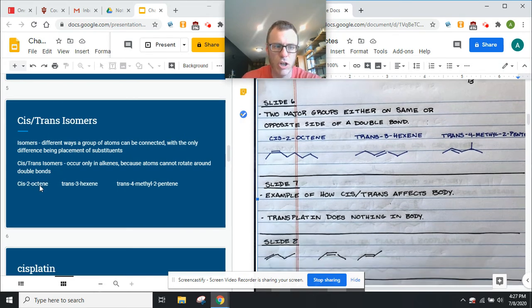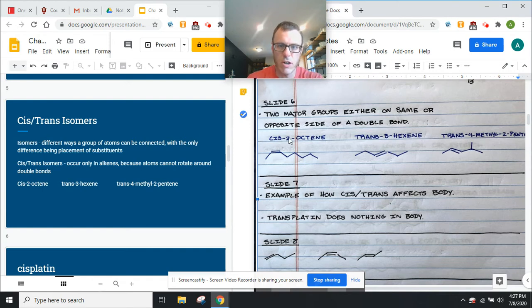All right. So here I've done these examples. Cis-2-octene. Cis means the two major groups, pretty much meaning not hydrogen, are on the same side. Trans means they're on opposite sides. If you've ever heard of trans fats, that means you have a trans double bond in there.